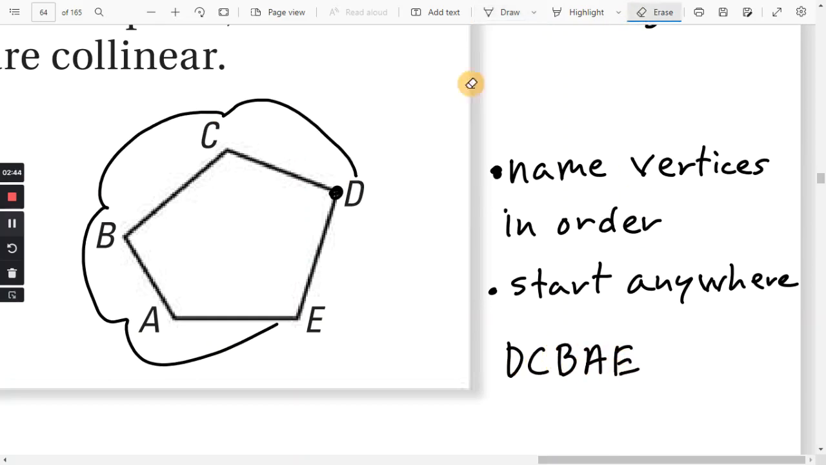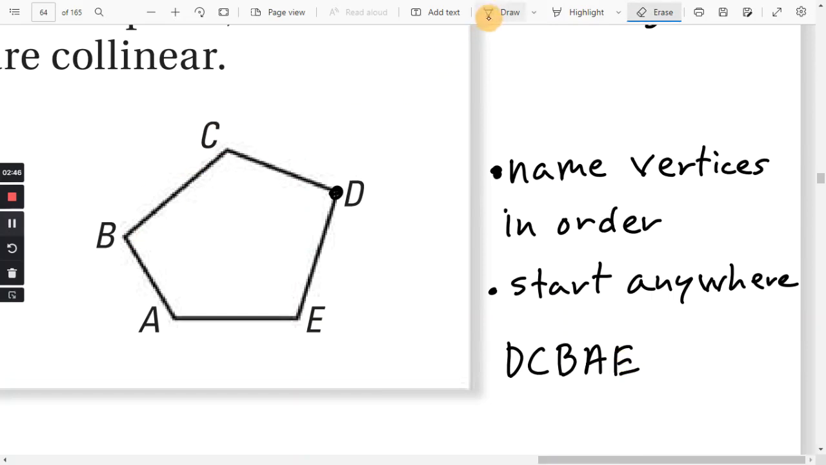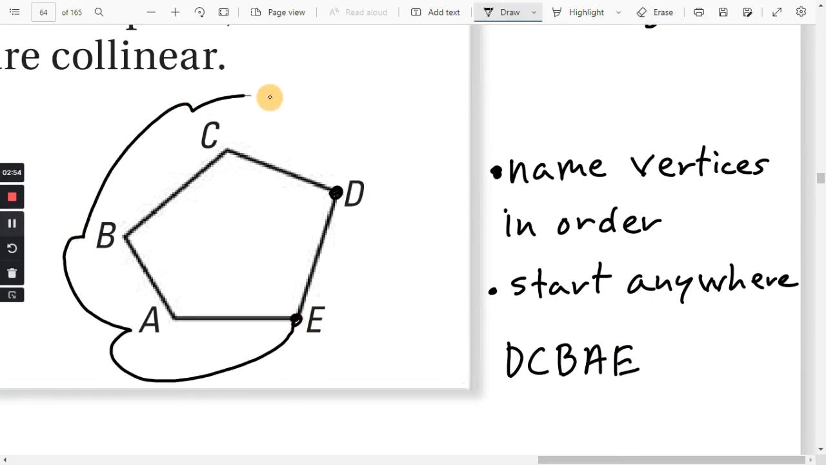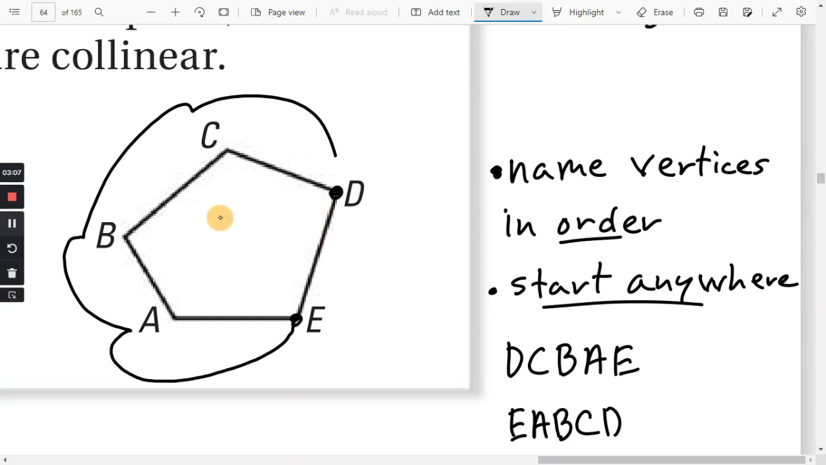And I can also go around the other direction. I can start anywhere you like. Let's start at point E. We can say E, A, B, C, D. So as long as the letters are in order, and you can start anywhere, you can go clockwise or counterclockwise. It doesn't matter.